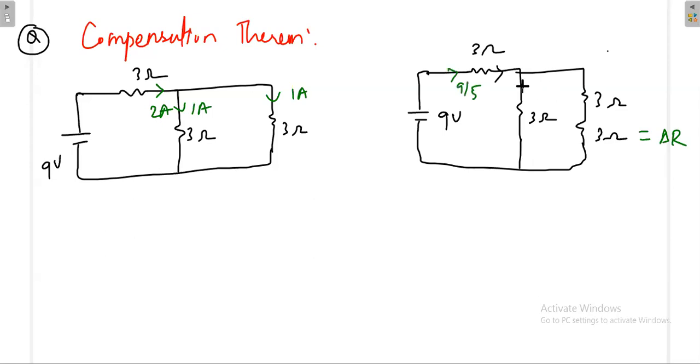Again, it will be distributed. Once you distribute this, here you'll get 3 by 5 ampere current. Already 1 ampere is flowing. Now, because of the introduction of these 3 ohms, the current is reduced.